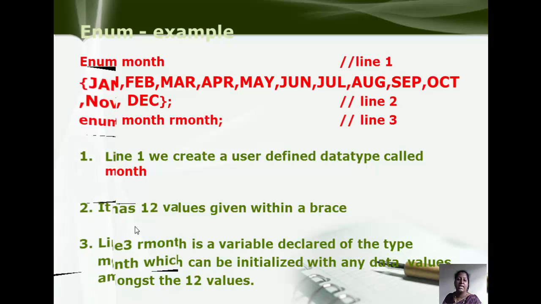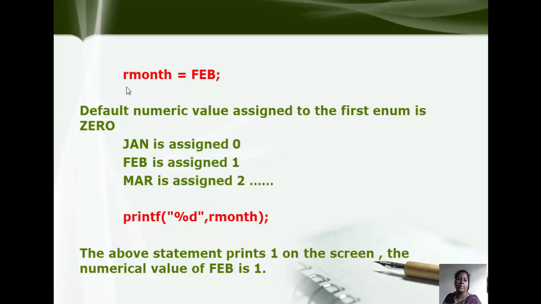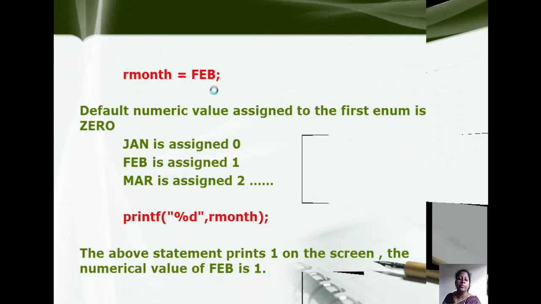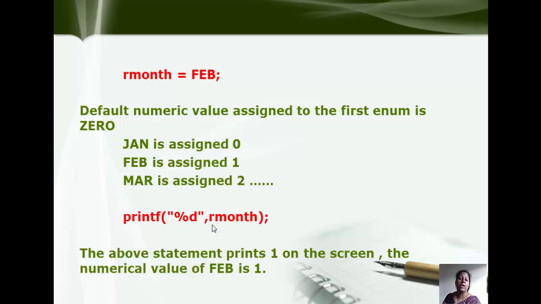So now when I say our month is equal to Feb, which means that in an enumerated data type every value will have a numeric value assigned to it. For example, here by default January has a value of 0, February has a value of 1, March has a value of 2, April has a value of 3 and so on. So when I try to print the value of our month, the value that gets displayed will be 1.